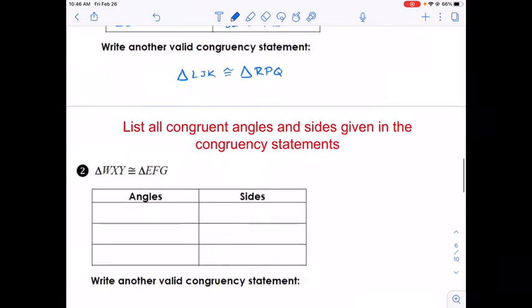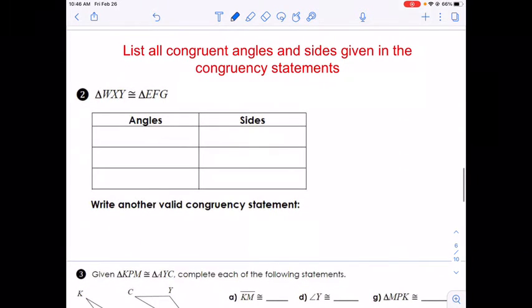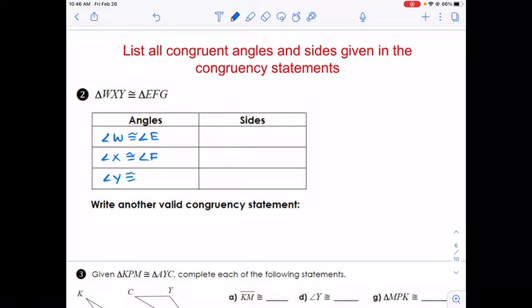Okay? All right, so let's try another one here. We got these 2 triangles, WXY and EFG. So once again, the angles: W is going to match up with angle E. Angle X is going to be congruent to angle F, and then the last one, angle Y, congruent to angle G. And then the sides, the first two, WX, congruent to EF.